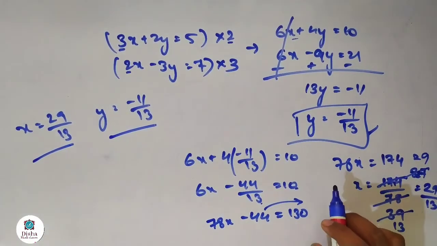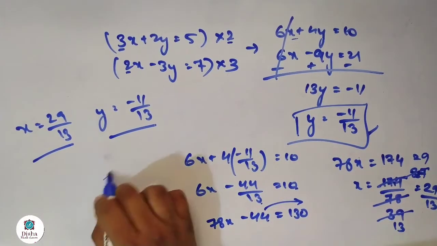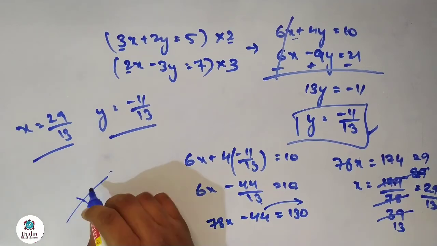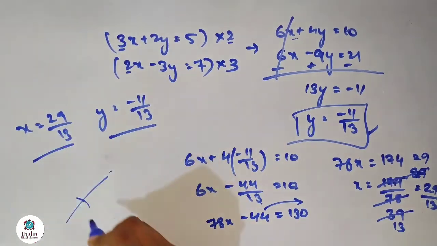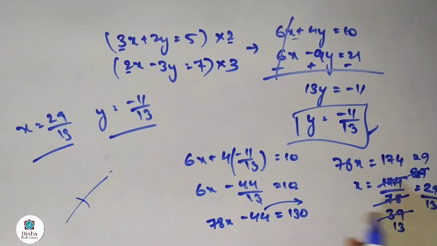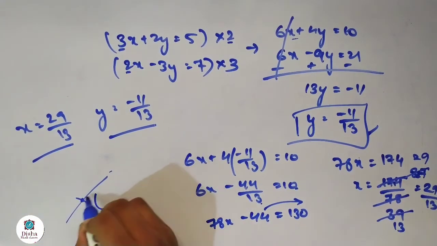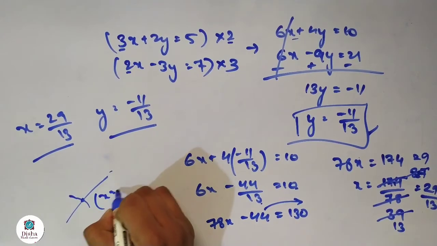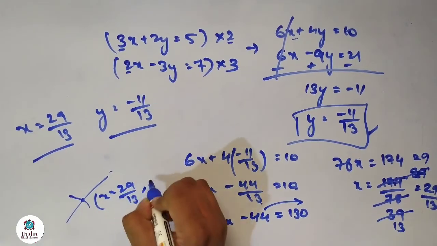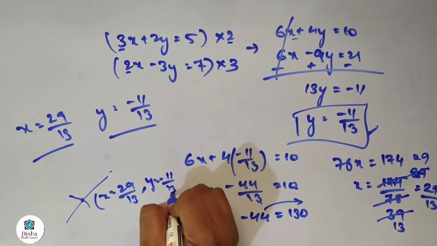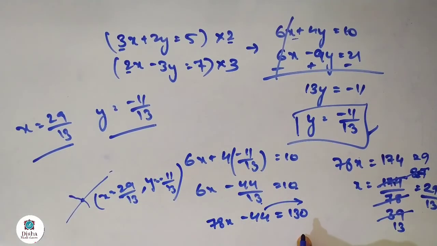So you have to use the elimination or substitution method along with the graphical method to easily find x and y. If you plot the graph, you can't exactly say that this point is that. You can't exactly calculate the values of x and y. So first you have to solve it in this way, and you can show that the value of x equals 29 by 13 and y equals minus 11 by 13. So it will be easy for you.